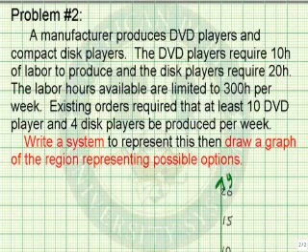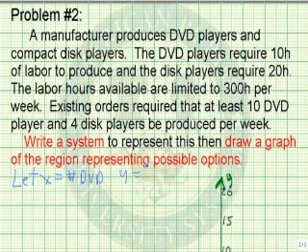For our second problem, a manufacturer produces DVD players and compact disc players. The DVD players require 10 hours of labor to produce, and the disc players require 20 hours. The labor hours available are limited to 300 hours per week. Existing orders require that at least 10 DVD players and 4 disc players be produced per week. See if we can write a system to represent this, then draw a graph of the region representing the possible options. Okay, let's begin. Let X represent the number of DVDs.